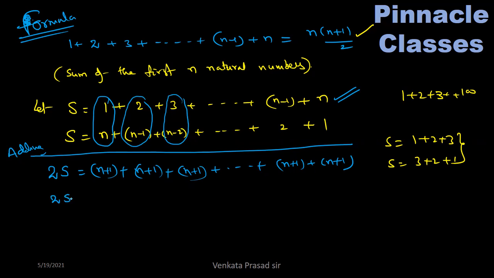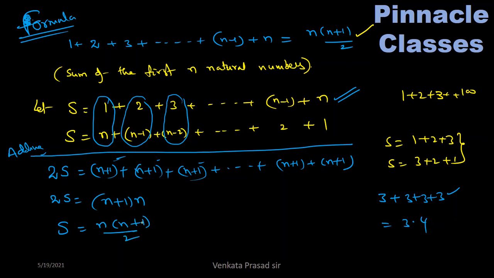Now 2S is equal to, anyone tell me here, n plus 1 repeated how many times? n times. You should multiply them. Once again repeating, see, suppose 3 plus 3 plus 3 plus 3, how to write? 3 times 4, because 3 is repeated 4 times. Like that here also, n plus 1 repeated n times. Now I need S only. What to do here? Divide by 2 on both sides: n into n plus 1 by 2.